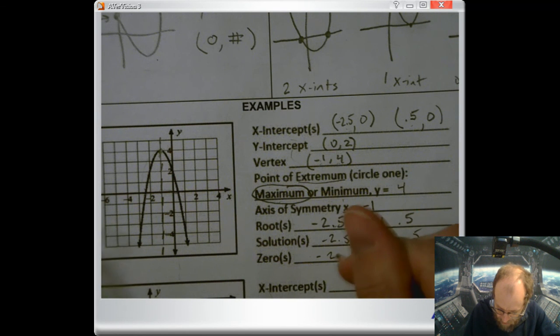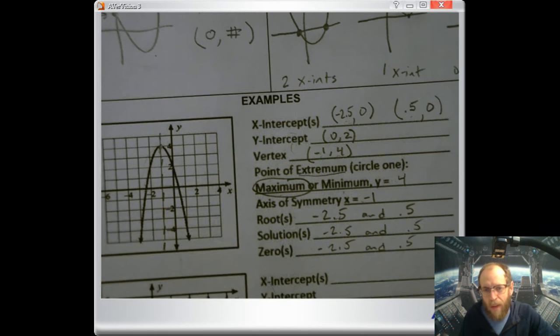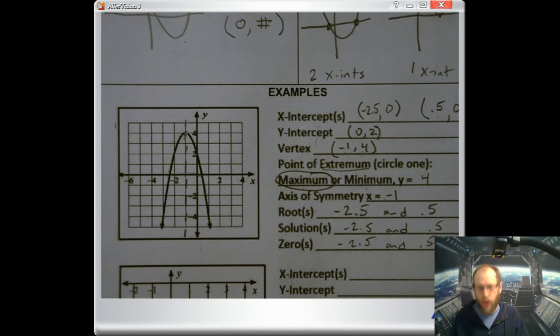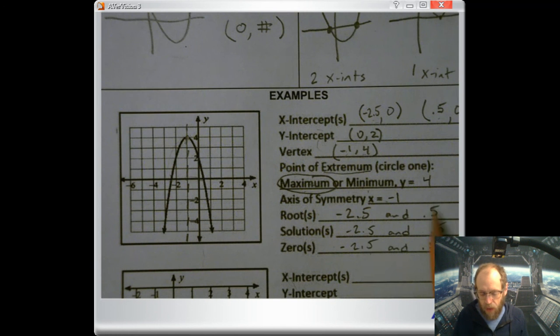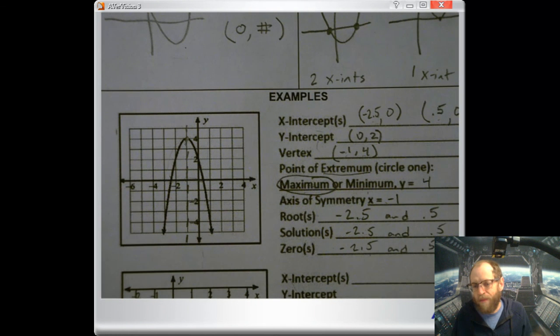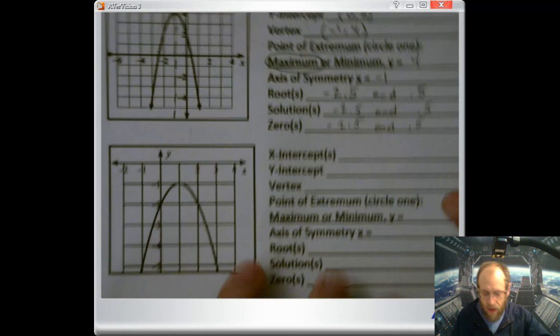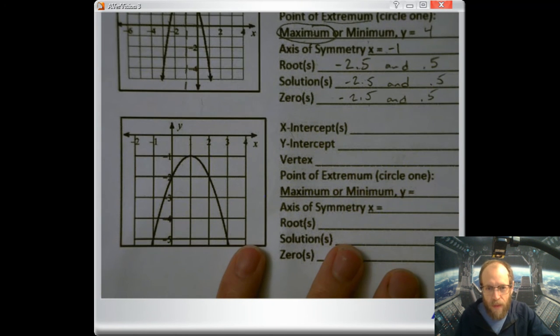Solutions, same thing. Zeros, same thing. It's the same thing as the x-intercepts. Usually you write them just as x values instead of points, but it's not that important right now. Just remember that they're the same as the x-intercepts.